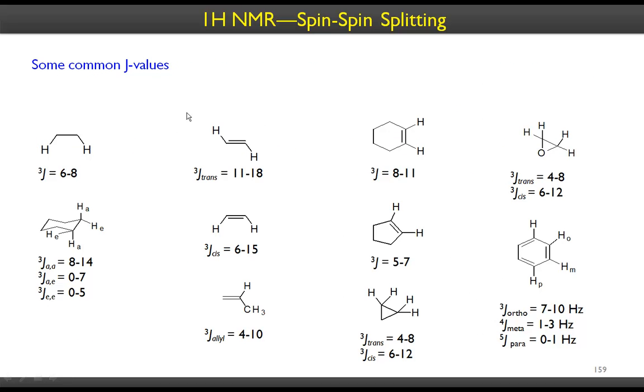Some of the common J values, as I said, are tabulated and they are given here. Trans, cis, axial to axial, axial to equatorial, equatorial to axial, and so on. All sorts of coupling constants are tabulated. There are computational programs where you can deduce information as to how a given neighboring proton set is related to each other.